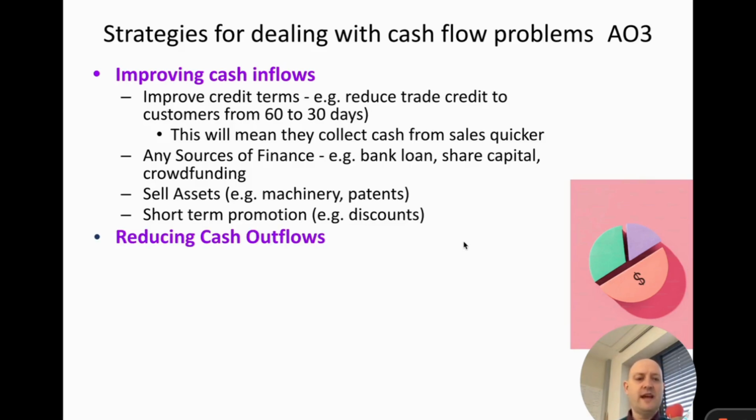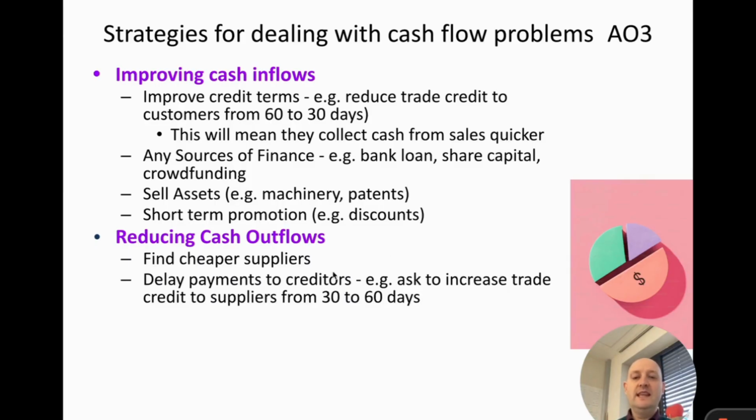We can also reduce cash outflows. So we could find cheaper suppliers, we could spend less on our inputs. Again, this would improve profit margins, lead to better cash flow. We could delay payments to creditors. So we could say to our suppliers, can we pay 60 days later rather than 30 days later, or 30 days rather than paying for it now? And that means that we've got more time to sell the product before we have to pay our suppliers. So you can see the credit terms help both inflows and outflows, and businesses need to manage that very carefully.